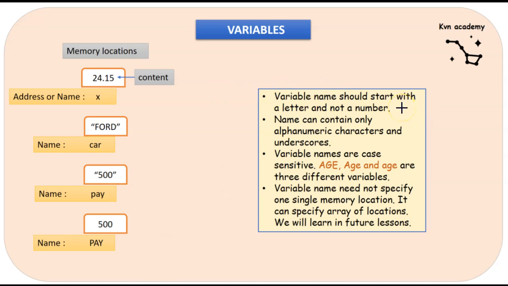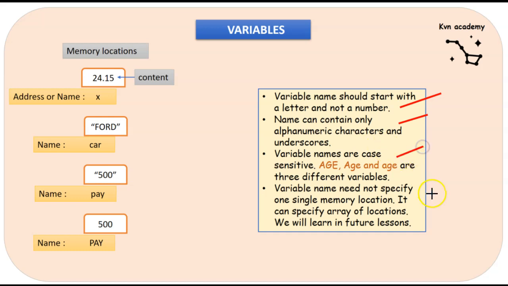Here the first rule says variable name should start with a letter and not a number. So the name should start with some alphabet letter. Numbers, if necessary, can be added later to the names. The next rule says that a name can contain only alphanumeric characters and underscores. That is, a name can have alphabets, numbers, underscores, but it cannot have @ sign, $ sign, hash symbol, etc.